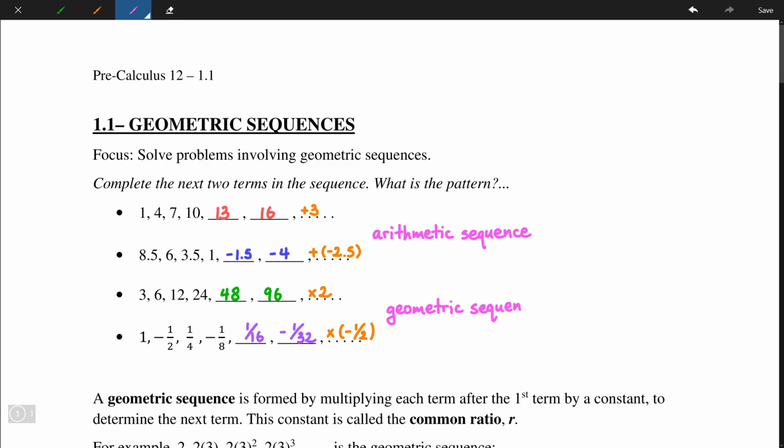Okay, so next up is a few definitions. So we can look at, as it says here, a geometric sequence is formed by multiplying each term after the first term by a constant to determine the next one. It is called common ratio, denoted by the letter R.